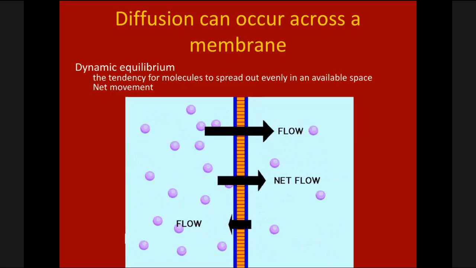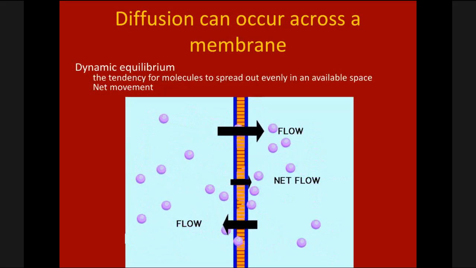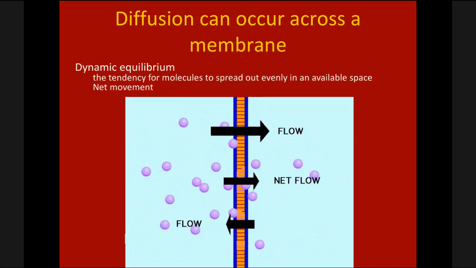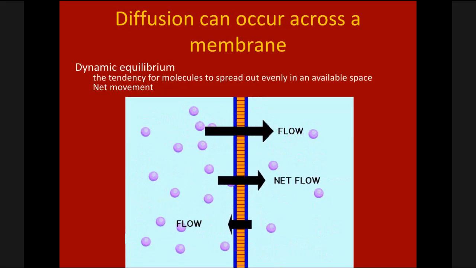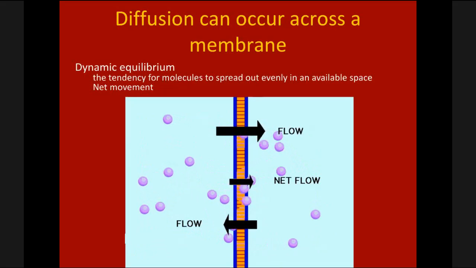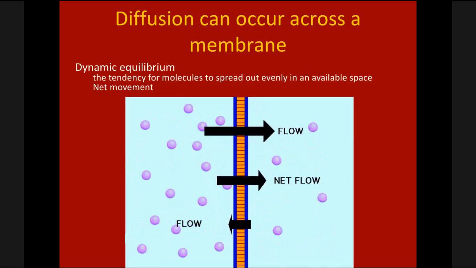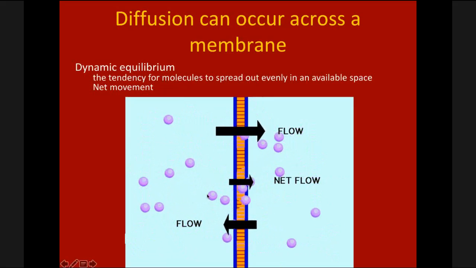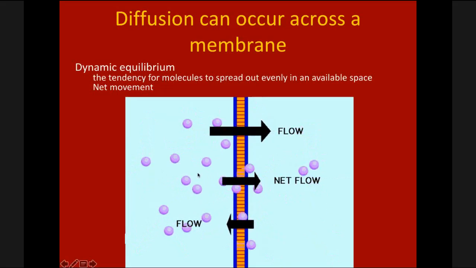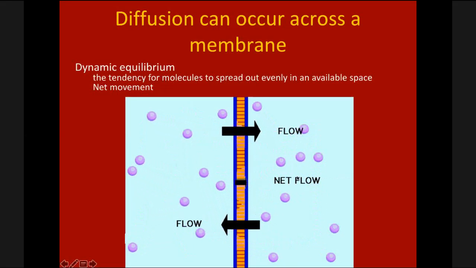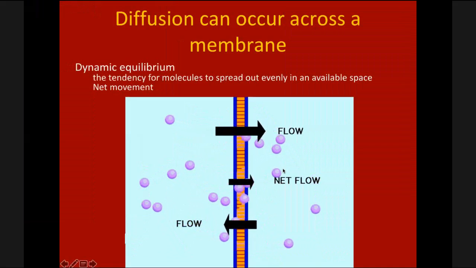Now, here's the thing. It's a dynamic equilibrium. Because remember, this is random motion. The molecules aren't saying, hey guys, let's go over there. They're just randomly bumping into each other. And where they're more concentrated, they're going to bump into each other more frequently and disperse naturally to the side where they're less concentrated.